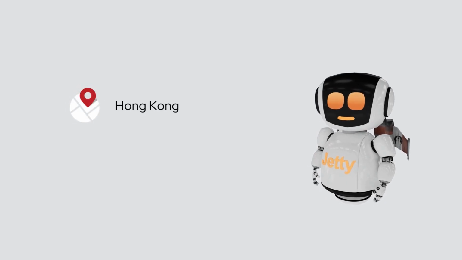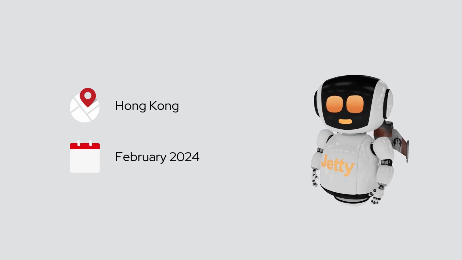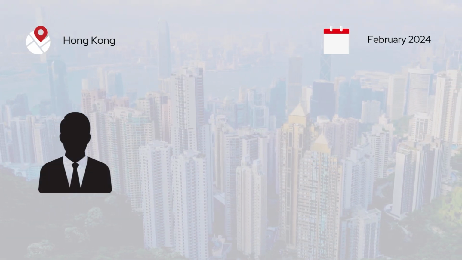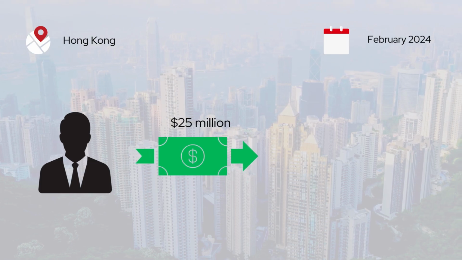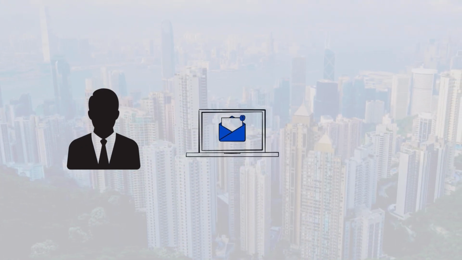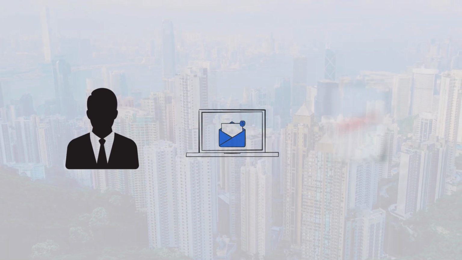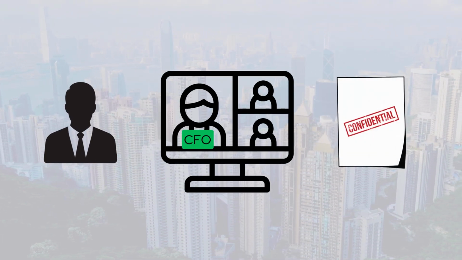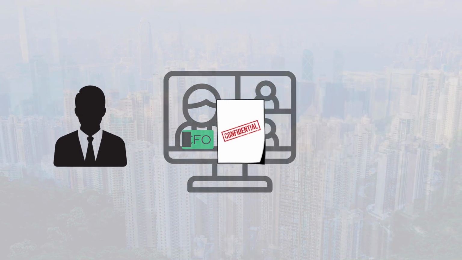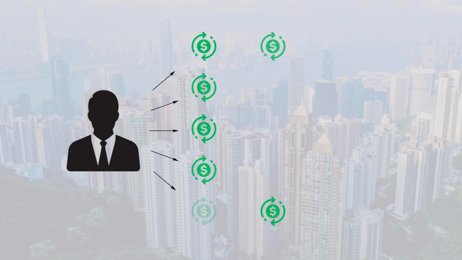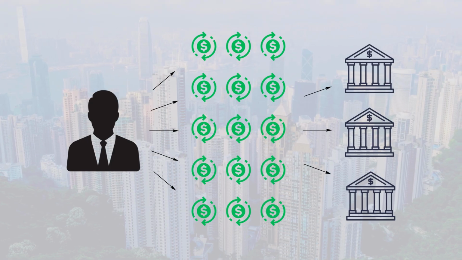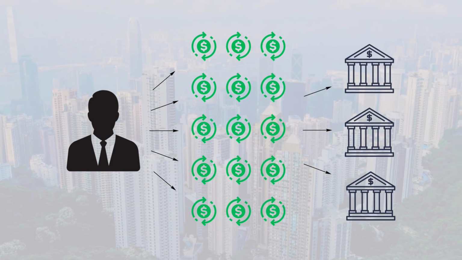Perhaps the most shocking incident occurred in February 2024 when a Hong Kong-based finance worker at a multinational firm was tricked into transferring $25 million to fraudsters using deepfake technology. The scam began when the worker received a suspicious email about a secret transaction. Although initially cautious, his doubts faded when he joined the video call and saw what appeared to be his CFO and coworkers. Believing the call was legitimate, he followed the fake CFO's instructions and transferred the money in 15 separate payments to various bank accounts.